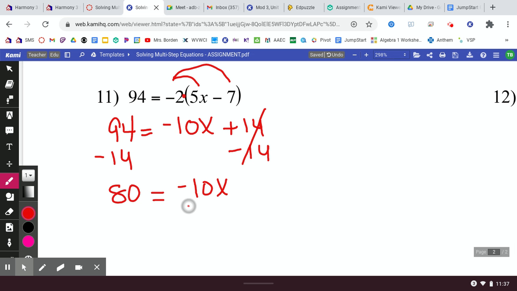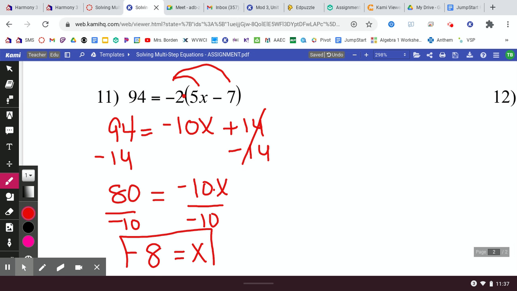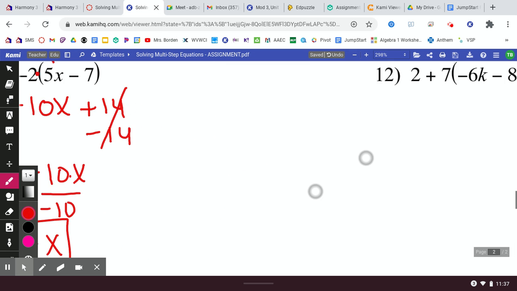Yeah, what are we going to divide by? No, we want to get the x by itself. Yeah, and a positive 10 or a negative 10? Good, we're going to divide by a negative 10 on both sides, and we get x equals 80 divided by negative 10 is negative 8. Good, good.